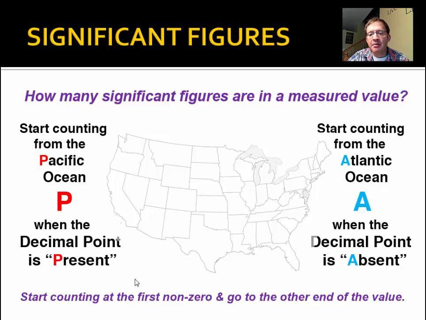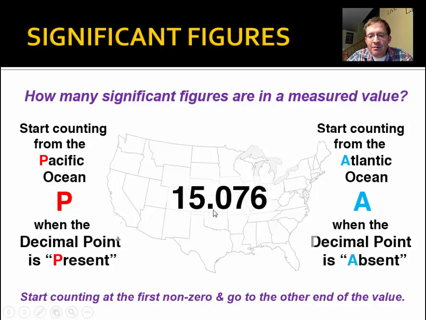So let's look at some examples. And when you get started counting, then you'll see what we come up with for answers in the process. So here's a good example, 15.076. The decimal point is present. You can see it right there in the middle of the number, right? So we've got this decimal point here, 15 point, there it is, 076. So as we start looking at counting significant figures in this value, we'll start from the Pacific side, from the left side of the number, and go from there. We won't start from the other side, the Atlantic side.